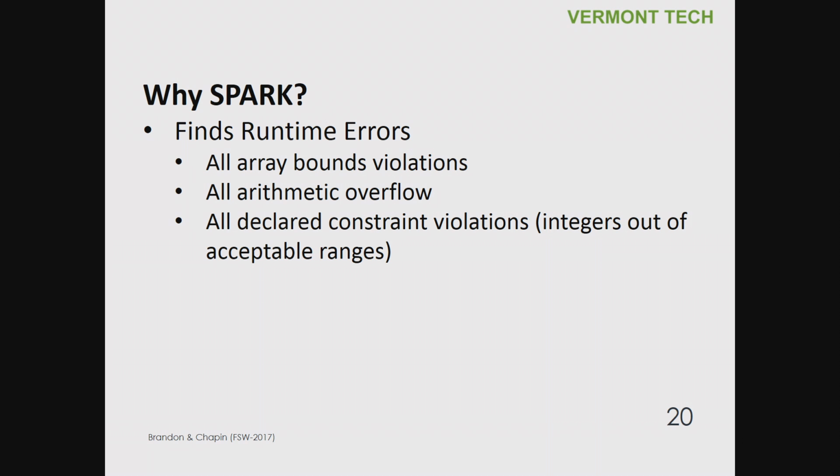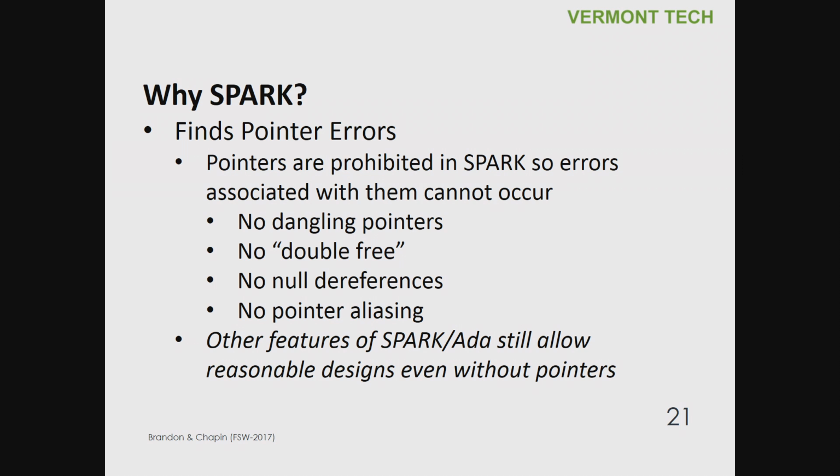It also uses an inference engine to prove, in a mathematical sense, freedom from various sorts of runtime errors. Here's a collection of a few things. It shows statically, and I want to emphasize that, no dynamic testing here, that all array bounds are in range, that there's no arithmetic overflow, that any declared constraints on the ranges of variables are in fact obeyed, just for instance. It says here that it finds pointer errors, and the way it does that, currently at least, is by simply prohibiting pointers. As a result, you don't get these kinds of problems: no dangling pointers, no double free, no null references, and so forth, because pointers just don't exist.